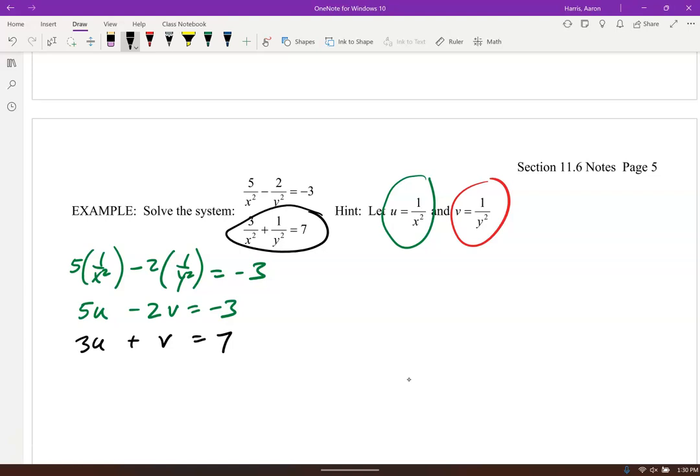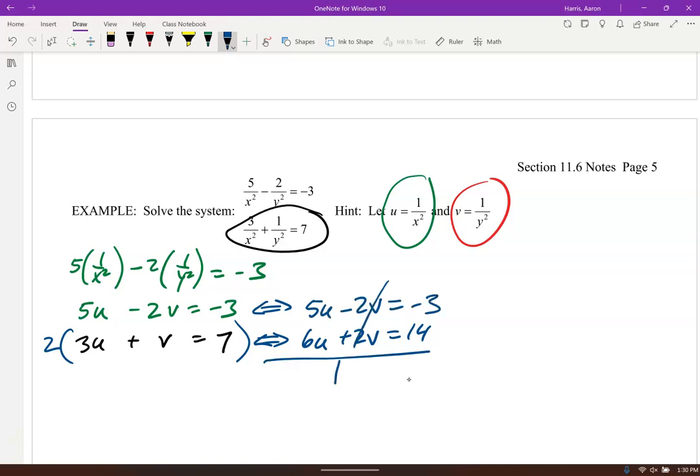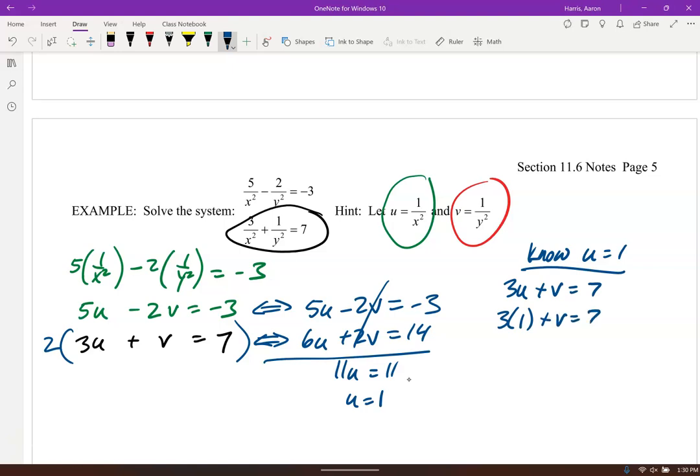Let's use elimination on this. I'm going to multiply this one right here by 2. So we get 6u plus 2v equals 14. This one stays the same, 7. So we got 11u equals -3 plus 14, 11 divided by 11. So u is 1. Now we know if u is 1, I could pick either of the originals. Let me just do 3u plus v equals 7. Subtract 3 on both sides, so v is 4.